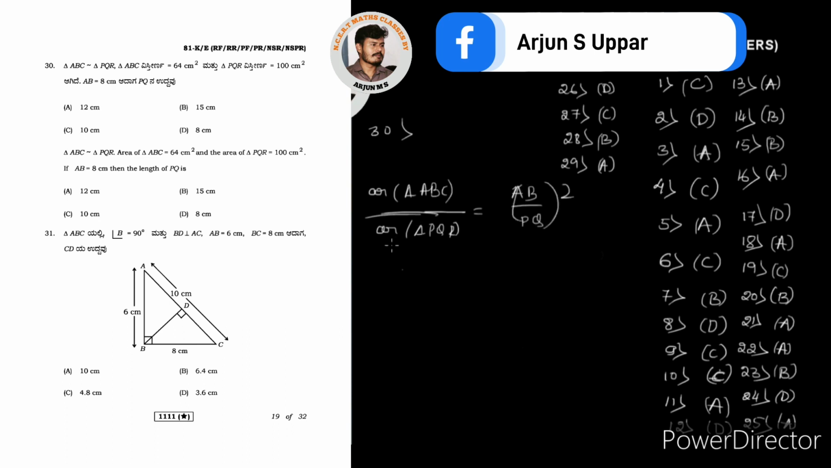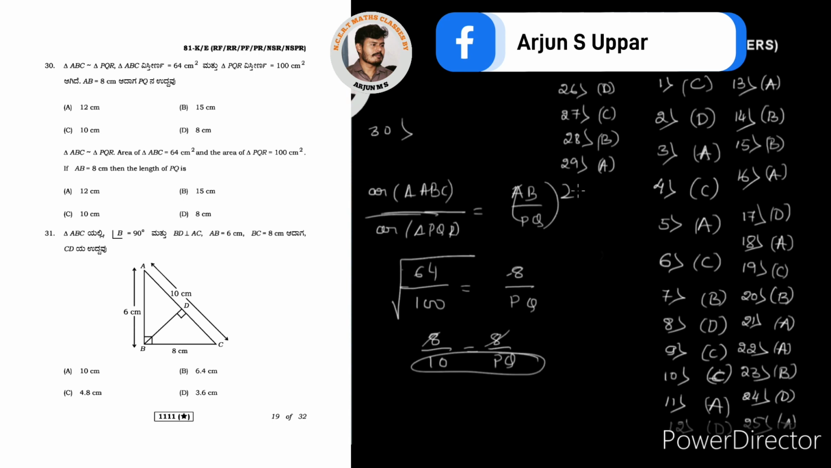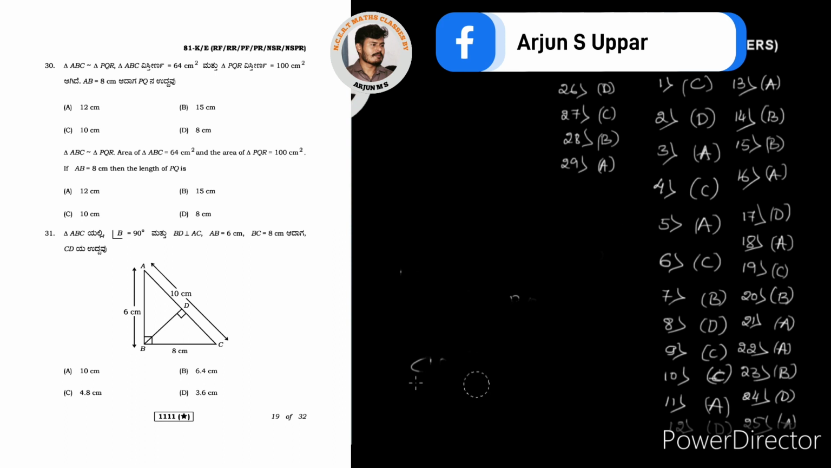We know that area of triangle ABC is 64 and area of triangle PQR is 100, which is equal to... transpose the square to LHS. We get square root of 64 divided by 100. We know that AB is given, that is 8 centimeter, divided by PQ. We have to find out the value of PQ. Now 64 and 100 both are perfect squares: 8 eights are 64 and 10 tens are 100. This is equal to 8 by PQ. Now 8 and 8 get cancelled out. So the value of PQ is 10 centimeter. Option C is the correct answer for 30th question.